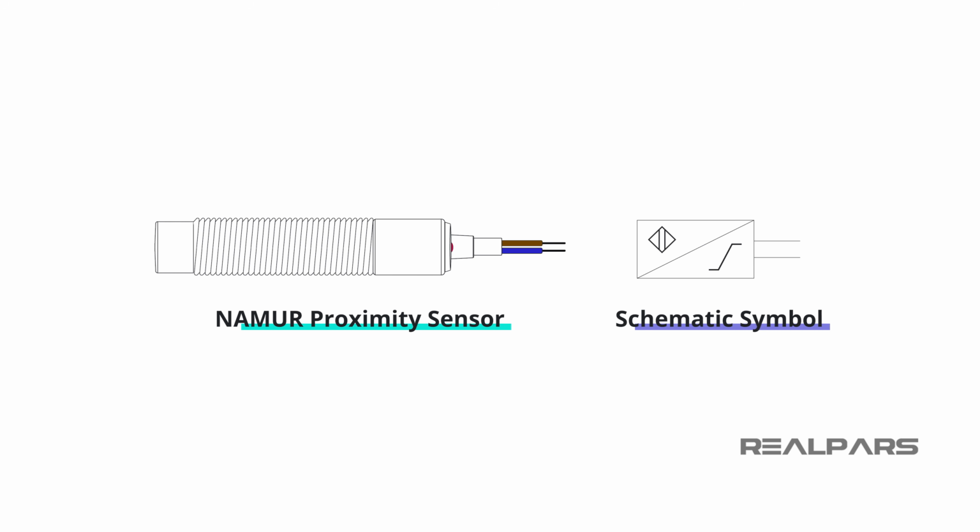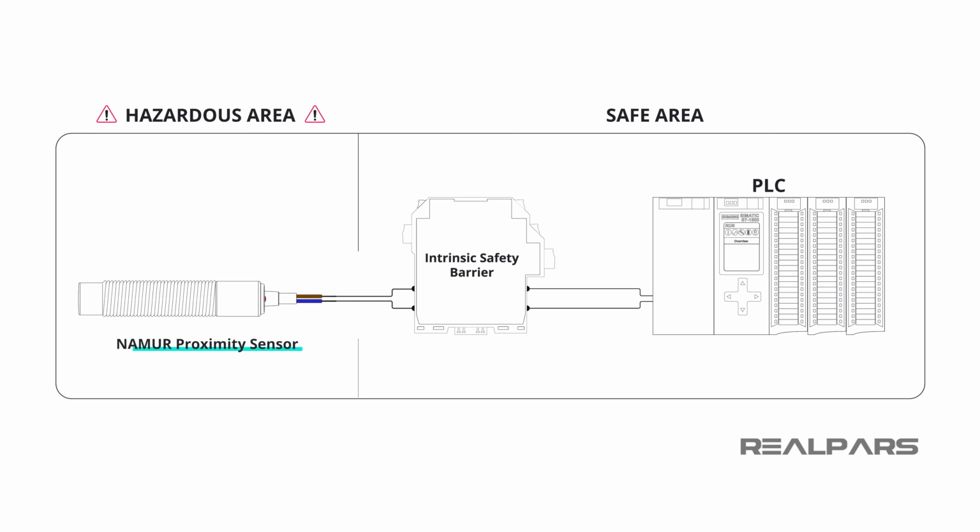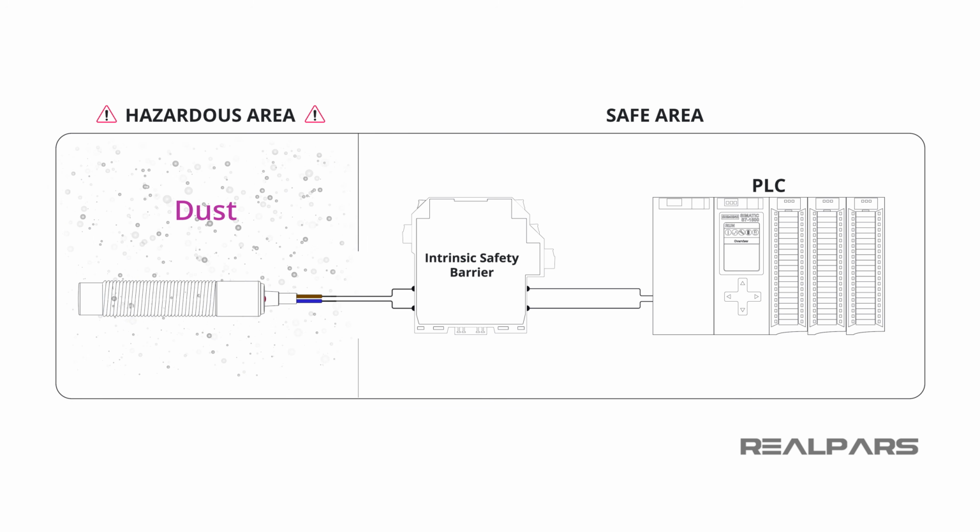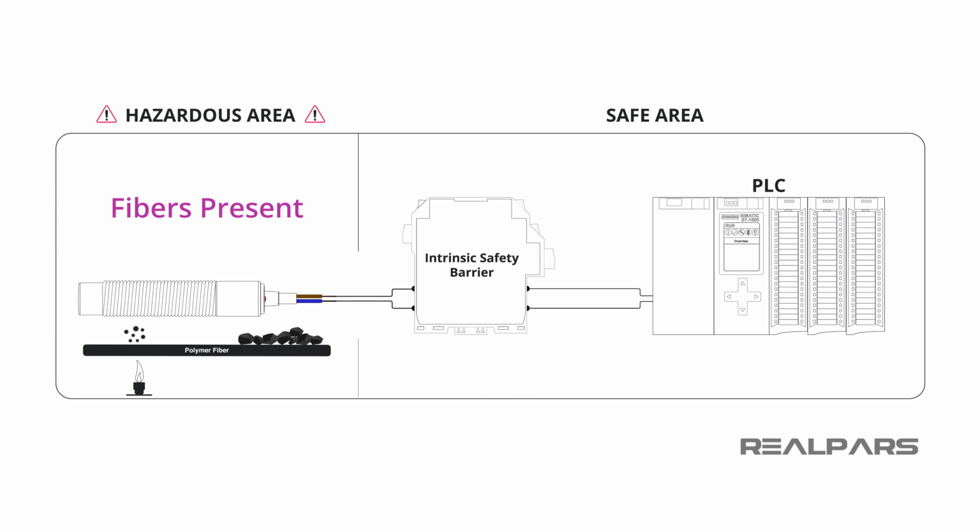The Namur proximity sensor has been in use for many years, but like any electronic device, there are many different symbols in use. In a nutshell, Namur proximity sensors were developed to ensure safety in hazardous locations. Namur proximity sensors are used in classified hazardous location areas that have explosive gas, dust, or fibers present.